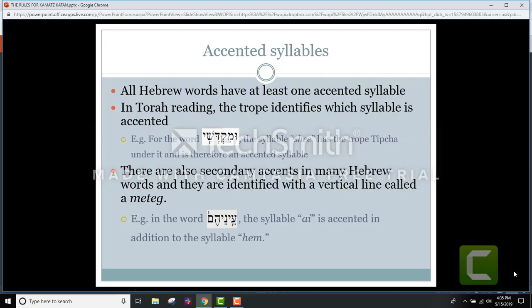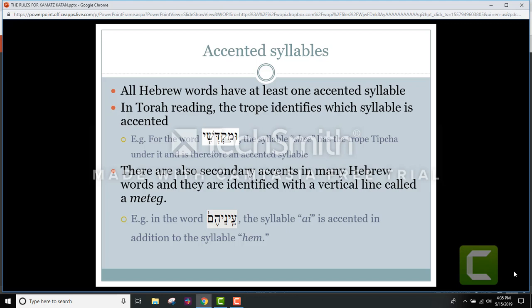All right, so when you're Torah reading, how do you know when a syllable is accented? So all Hebrew words have at least one accented syllable. In Torah reading, the trope identifies which syllable is accented. So for example, in this word over here, umikdashi, the syllable she has a trope tipcha under it and is therefore an accented syllable. And the rest of the syllables are not accented.